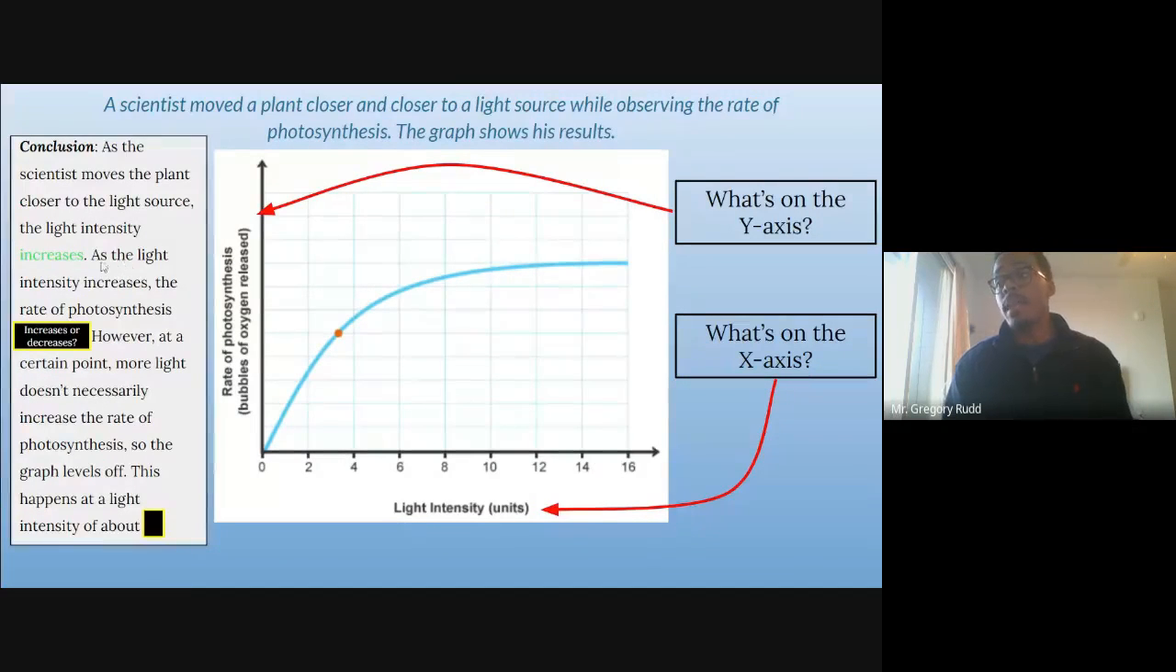And as that's happening, as the light intensity is increasing, the rate of photosynthesis is that increasing or is it decreasing? So as we go this way to the right on the graph, what's happening to this blue curve? Is it going up or is it going down as we move to the right?